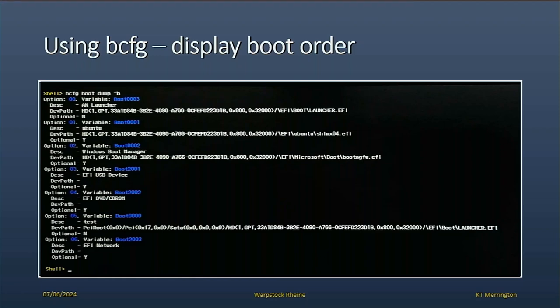So, in other words, it should start with the AN launcher, then Ubuntu, and so on and so forth. Yeah? So, if I should boot this system as displayed here, it would start up with the AN launcher, because that's the first item.